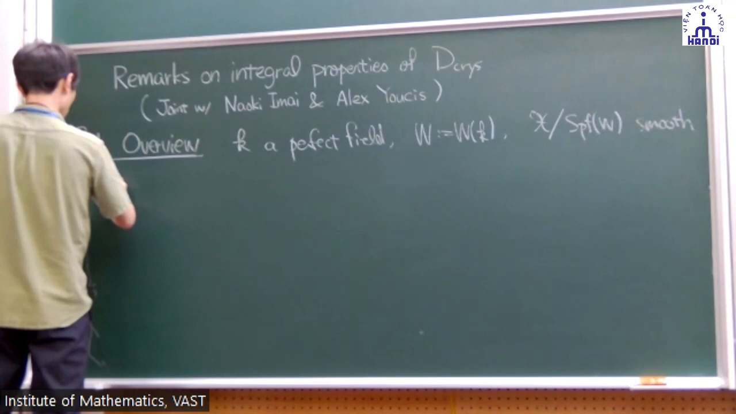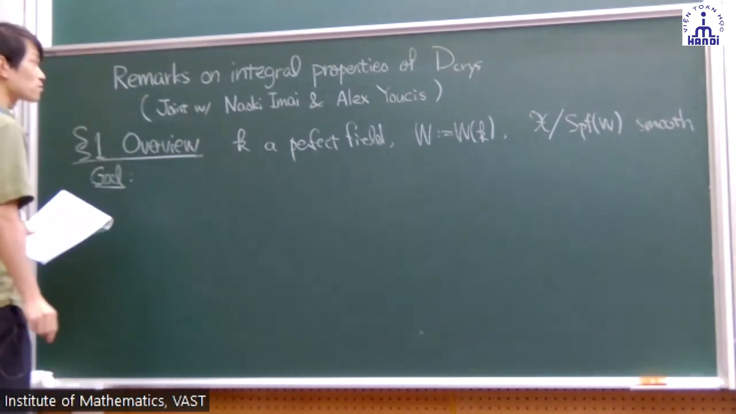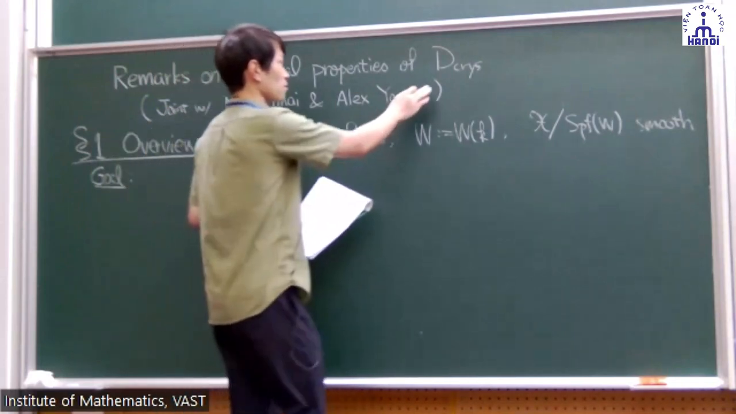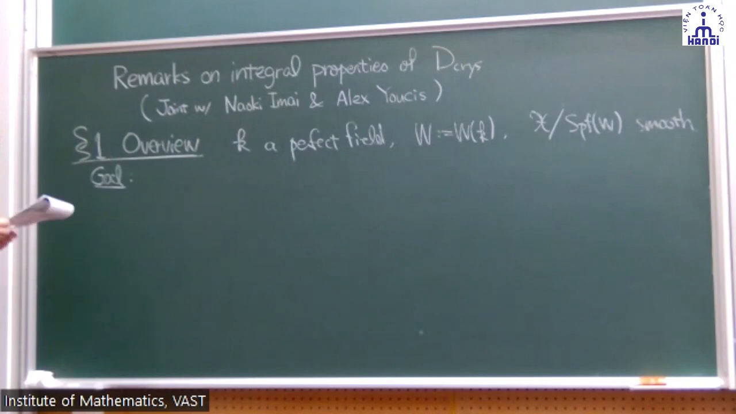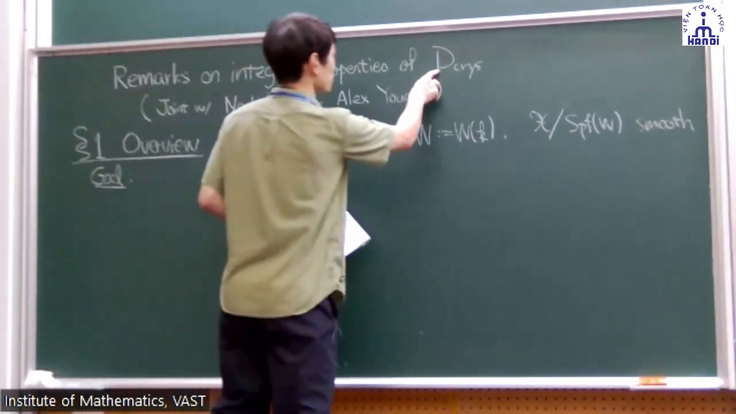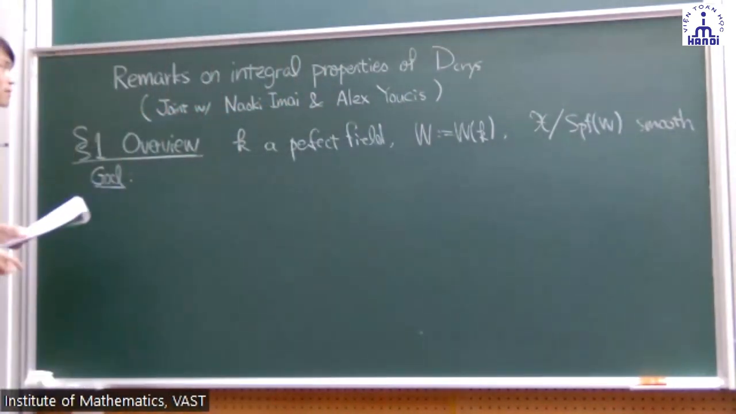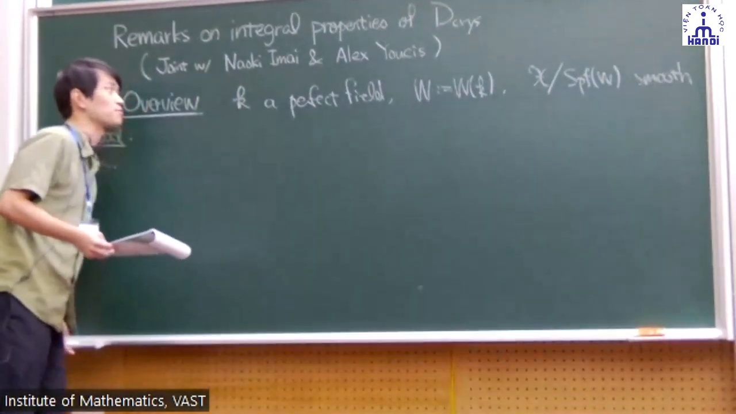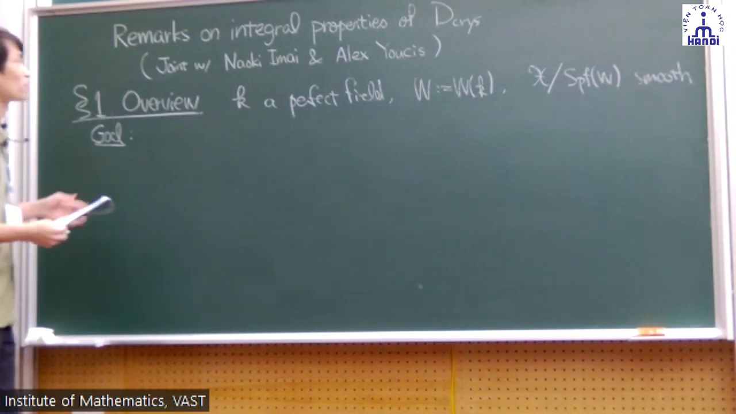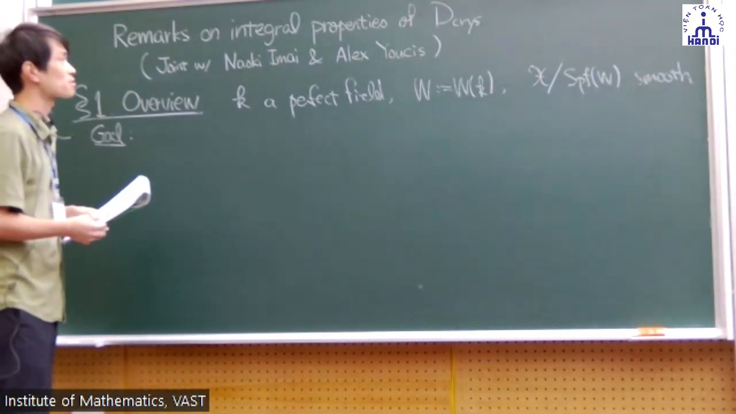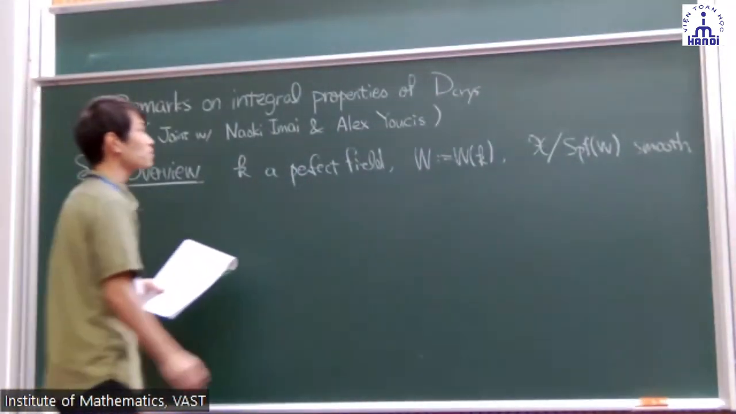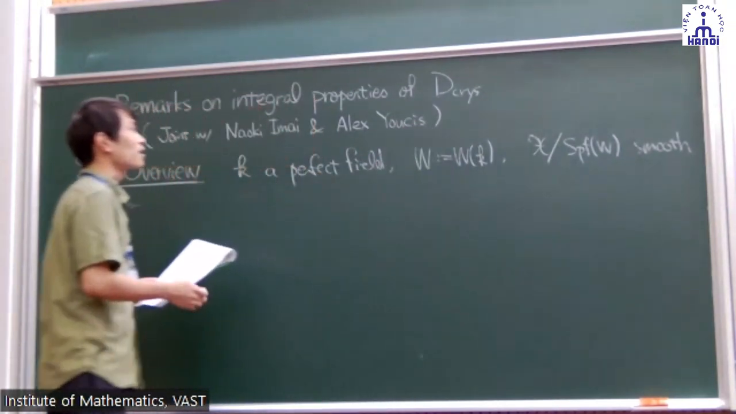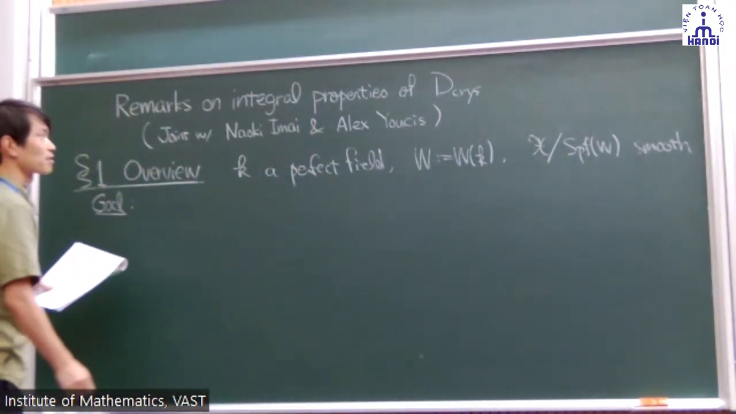The goal of this talk: this functor Dcrys, I will recall something later, but basically this is a functor from rational crystalline local systems to so-called filtered F-isocrystals. And the goal of today's talk is, given an integral crystalline local system, I want to construct a canonical lattice of this filtered F-isocrystal.